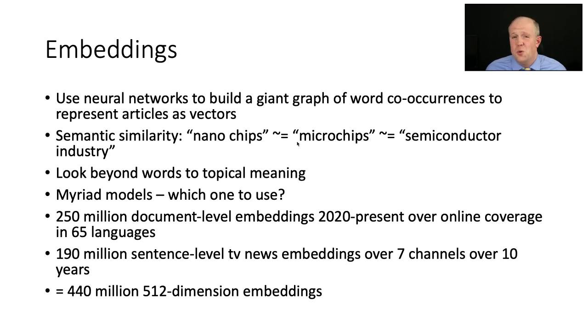But again, all those tools I just mentioned rely on words. They take the lead paragraph of each news article and just compute how many exact words are similar with every other article. Now, this is powerful, but it is highly dependent on exact words. So for example, if one article talks about nanochips, another about microchips, and another about the semiconductor industry, it isn't going to be able to group those together. So we need something to go beyond that.